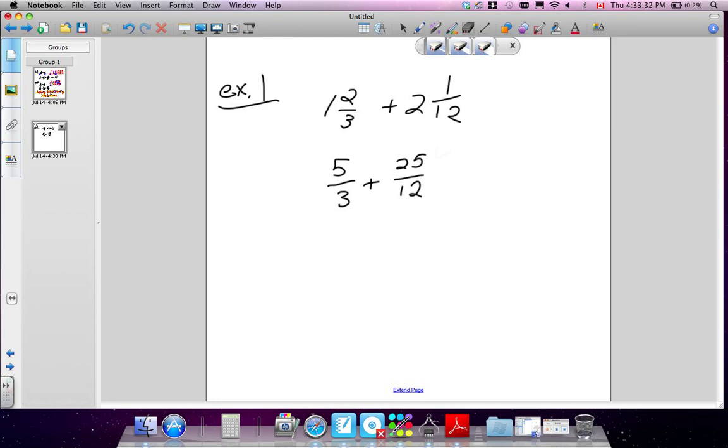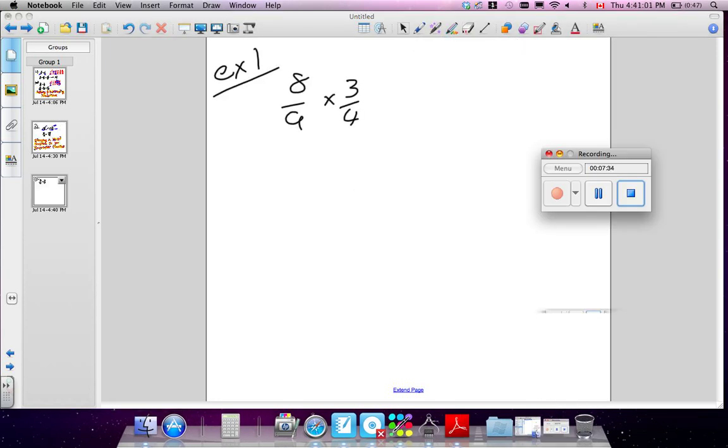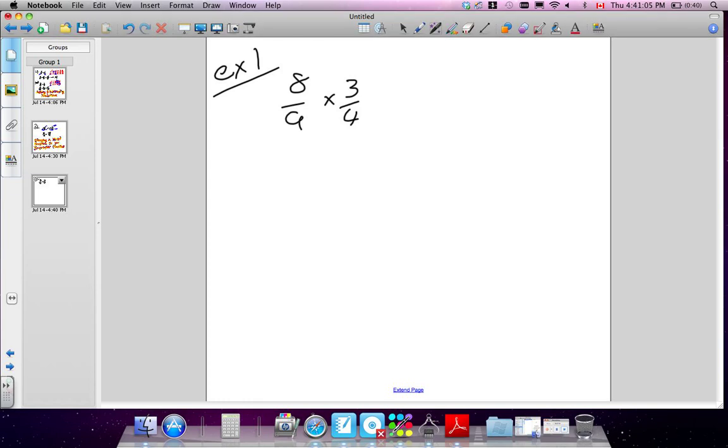So the important step is changing a mixed into an improper fraction, okay? Okay, so now we're going to do multiplying fractions. Multiplying fractions is pretty easy, actually. All you have to do is multiply the two top numbers, which are the numerators, by each other, and multiply the two bottom numbers by each other, which are the denominators. You don't have to change a common denominator, nothing like that at all, okay?